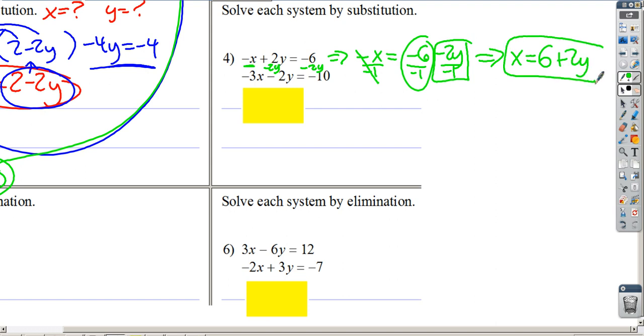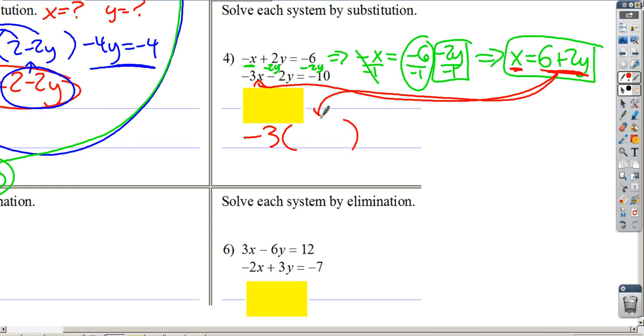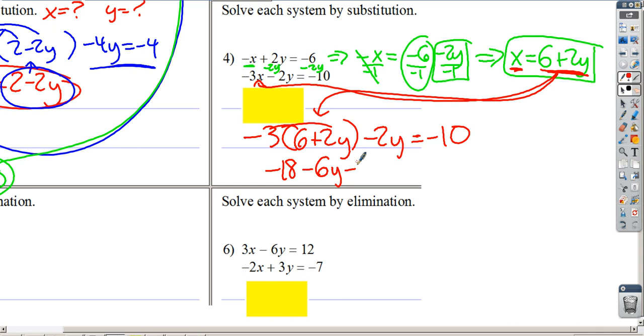So here's our value that we can now take, and wherever I see an x, because I solved for x, I can substitute 6 plus 2y. So that is right over here. I see an x right there, so negative 3 times, what is x equal? It equals this thing right here. Negative 3 times 6 plus 2y minus 2y, and then we solve by distributing this negative 3. So negative 3 times 6 is negative 18. Negative 3 times 2y is negative 6y.